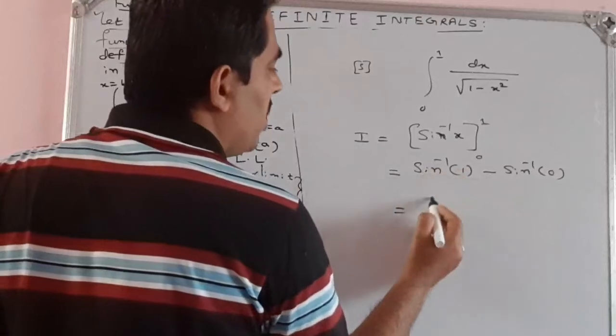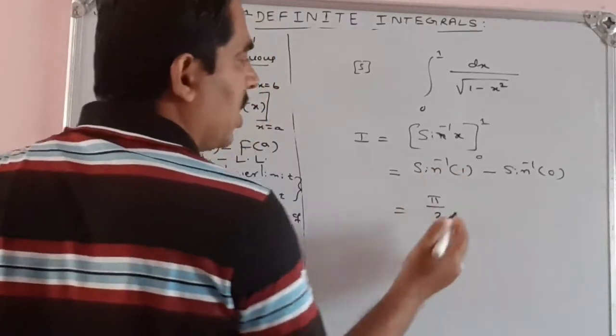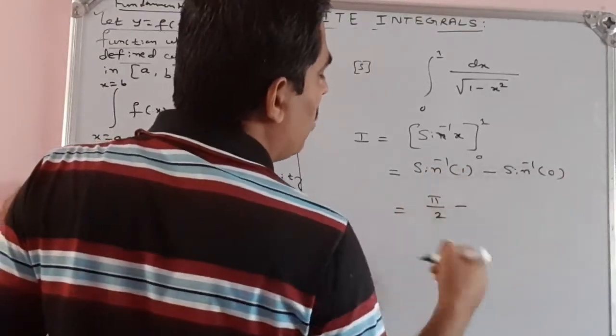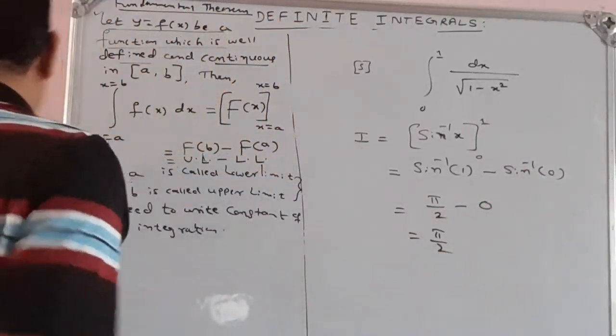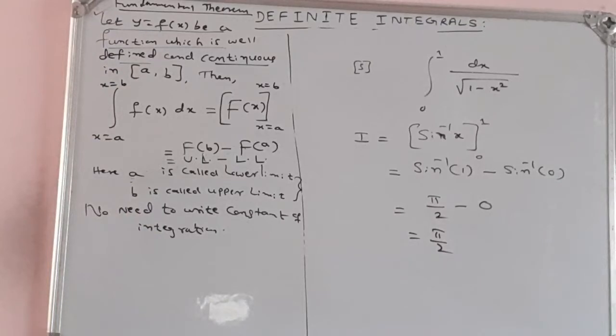So sin inverse 1 means my angle should be what? Pi by 2, that is sin 90. Minus sin inverse 0, and since sin 0 is 0, I can write 0. So the final answer will be pi by 2. The final answer is pi by 2.